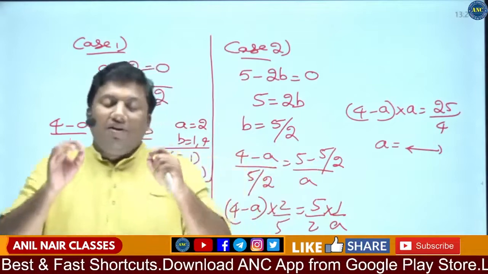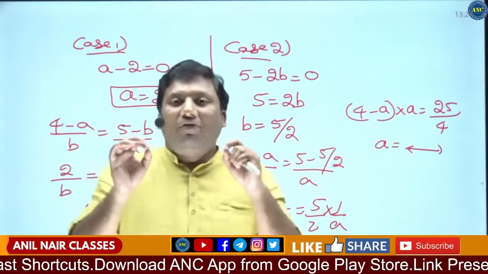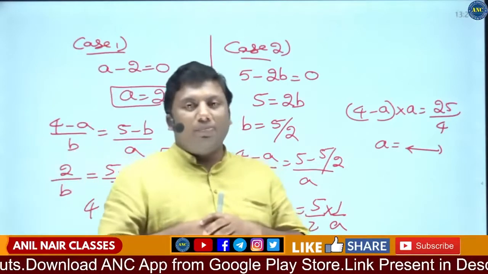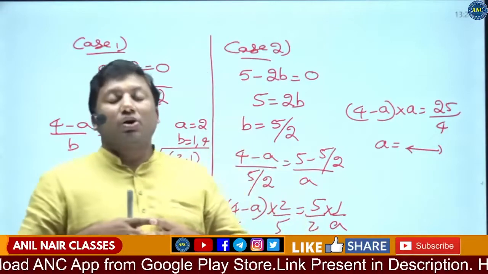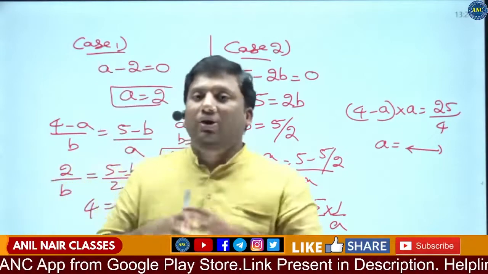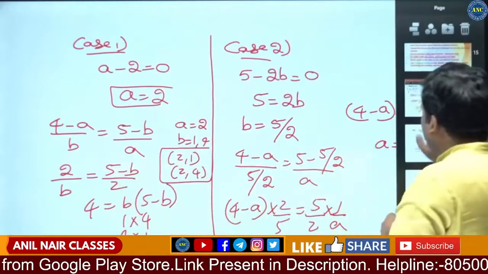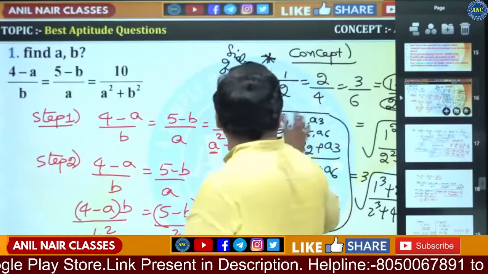First question clear? What are the concepts that we discussed? If multiple fractions are given, it is equivalent to the sum of the numerators by the sum of the denominators. If two fractions are given, it is also equivalent to the difference in the numerators by the difference in the denominators. Again I am explaining the structure, how I solved this question.